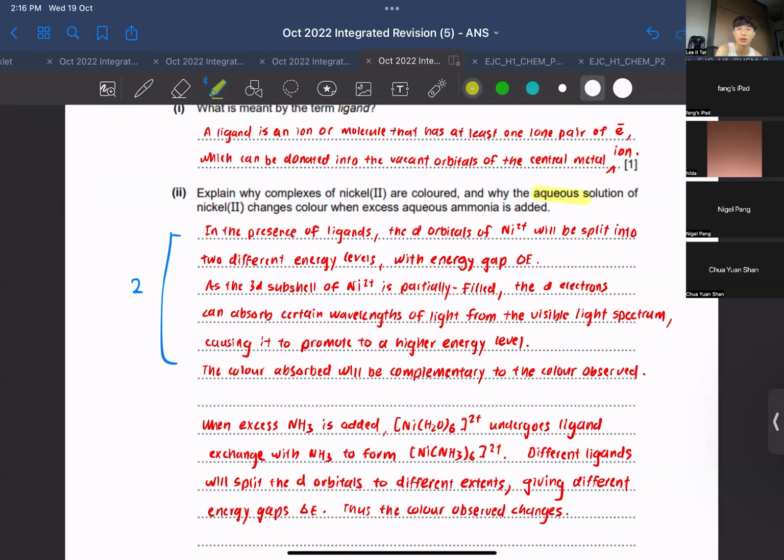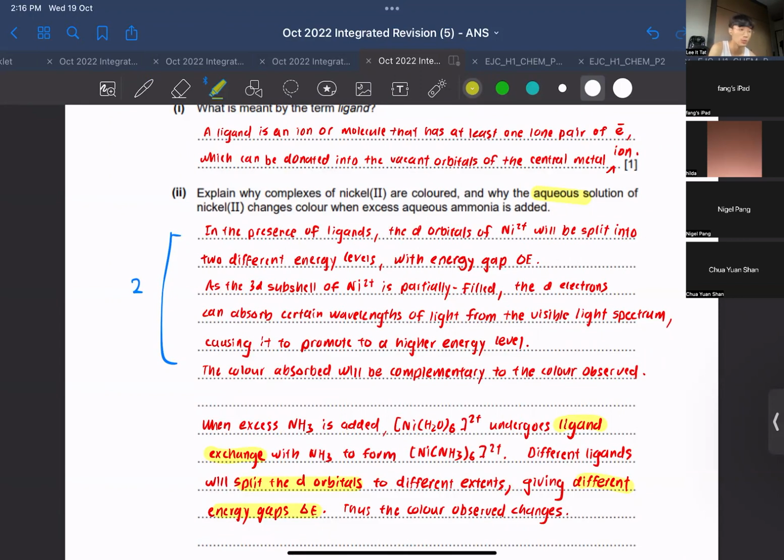When they mention aqueous, clearly we are looking at nickel surrounded by 6 water molecules. And then when you add ammonia, there is a ligand exchange reaction, and you should mention that in your answer as well. Even though it's not the central idea of the answer, it is still necessary. So ligand exchange is number 1. And the second thing is ligands are the sole reason why you have different colors in the first place. Ligands split the d orbitals to different extents, giving different energy gaps. So you must talk about splitting d orbitals and different energy gaps. That is the main focus when it comes to why ligands give different colors.